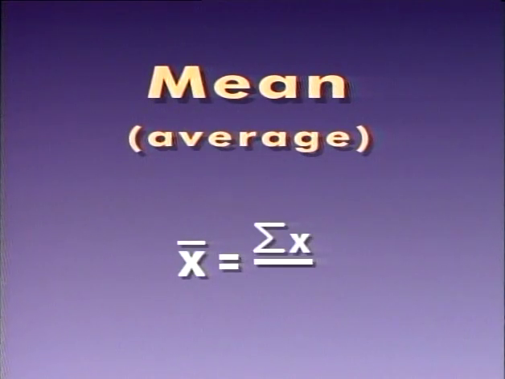To find it, add up all the observations. The sigma x stands for add up all the values of x. The Greek capital letter sigma is an instruction. It means to add up everything that comes after it. Then we divide that sum by the number of observations we have, which we call n.